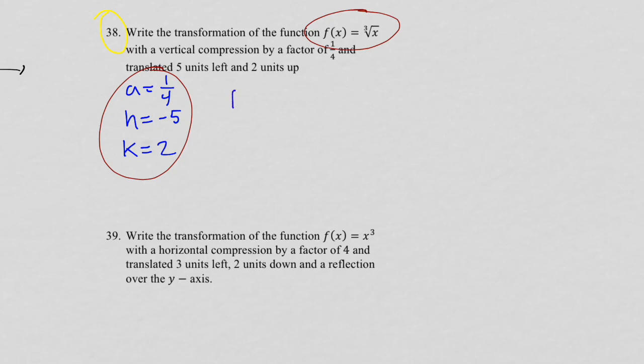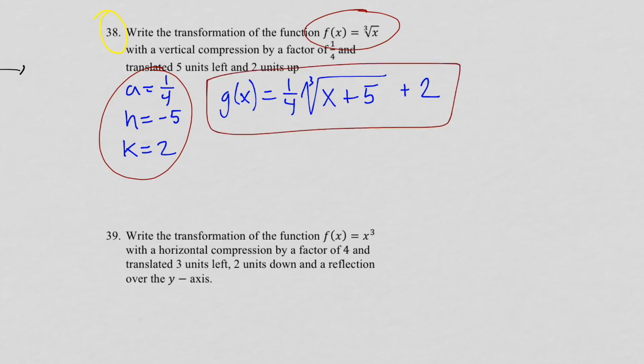F of x is the original, so let's actually use g of x. G of x equals a, 1/4, right? A is always in front, times the cube root of, in there, we're going to put x minus h. So it's x minus -5, so +5. And then the k always goes outside at the end by itself. There it is. Looking at that, you can easily see that a is 1/4, h is -5, k is 2, which is exactly what they told me there. And you're done.